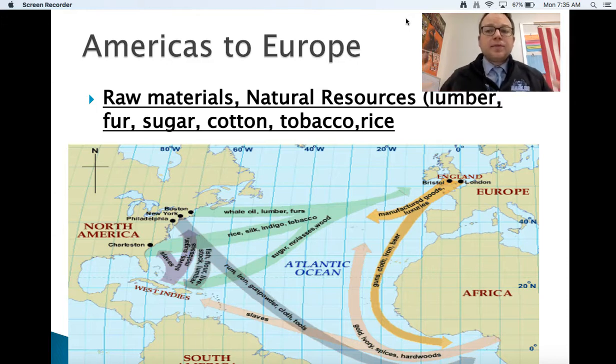Why? That concept of mercantilism, right? England, France, Spain, the Netherlands are going to get those materials from their colonies, bring them over, and then they're going to make things with them and sell them back. We're getting a little ahead of ourselves, but for right now, things that are coming from Americas to Europe, think natural resources, okay? Natural resources.